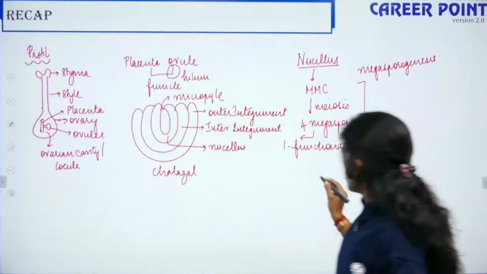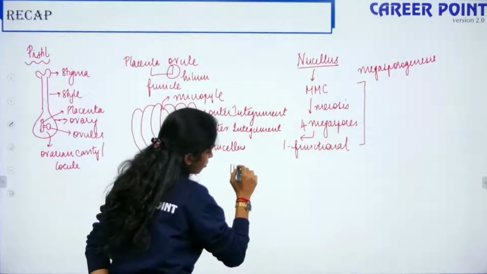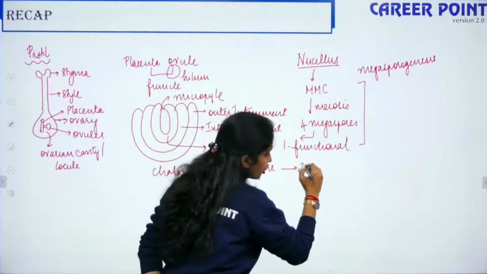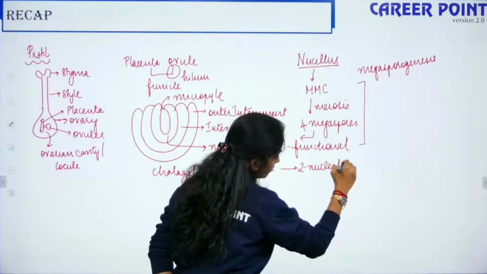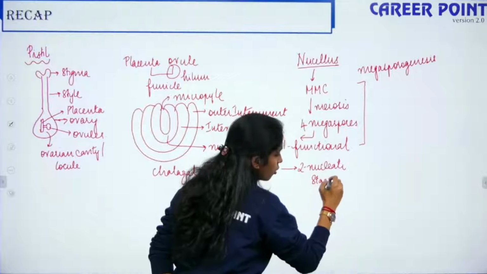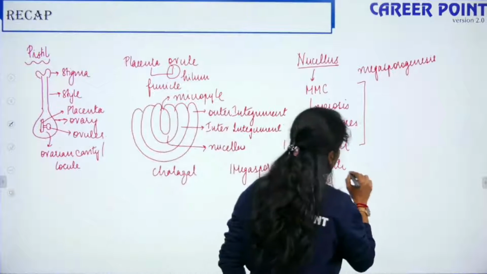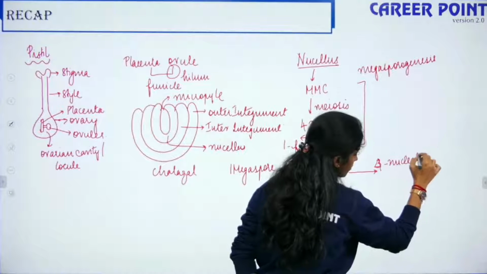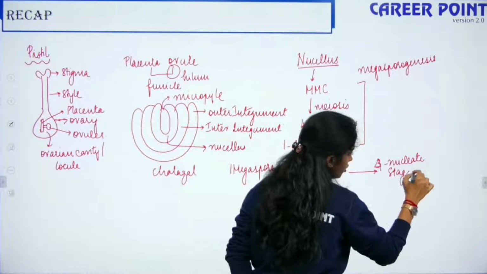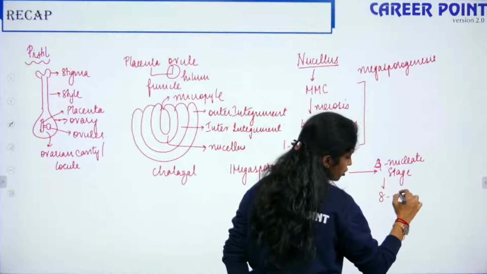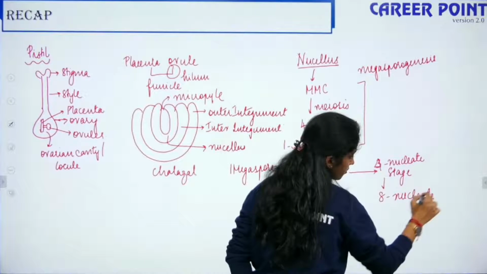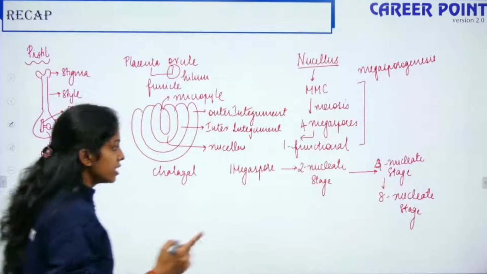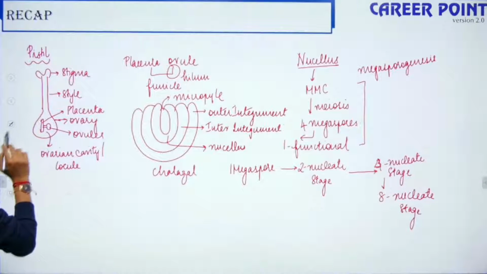Now this one functional megaspore will undergo a division to form the 2 nucleate stage, which will further divide to form the 4 nucleate stage. This will further divide to form the 8 nucleate stage. Now this 8 nucleate stage is going to form your embryo sac.